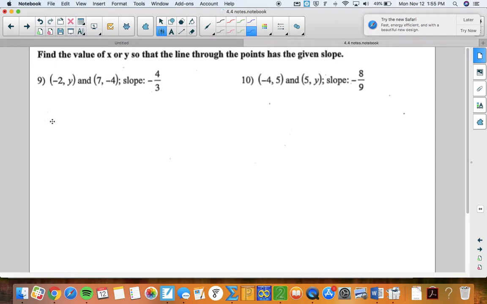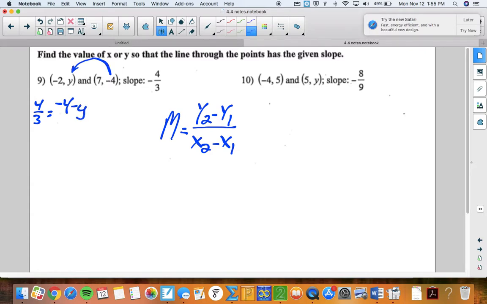So again, using this template right here, slope equals y2 minus y1 over x2 minus x1. Substitute in what you know. I know the slope is 4/3. Take the difference in the y's. Negative 4 minus y equals negative 7 minus 2. Minus negative 2, excuse me. So we get 4/3 equals negative 4 minus y.